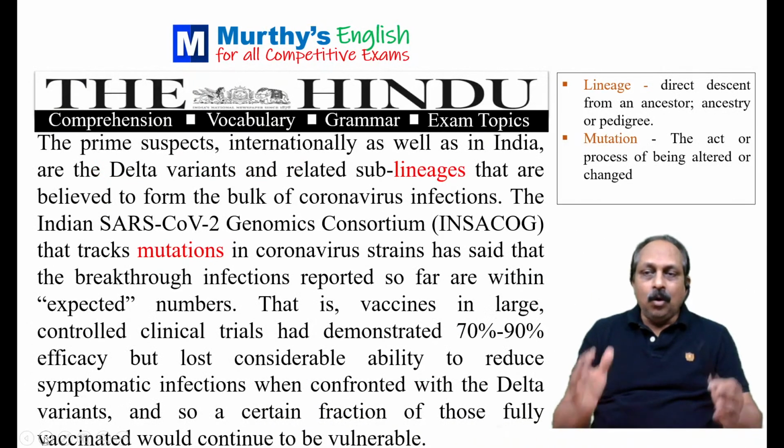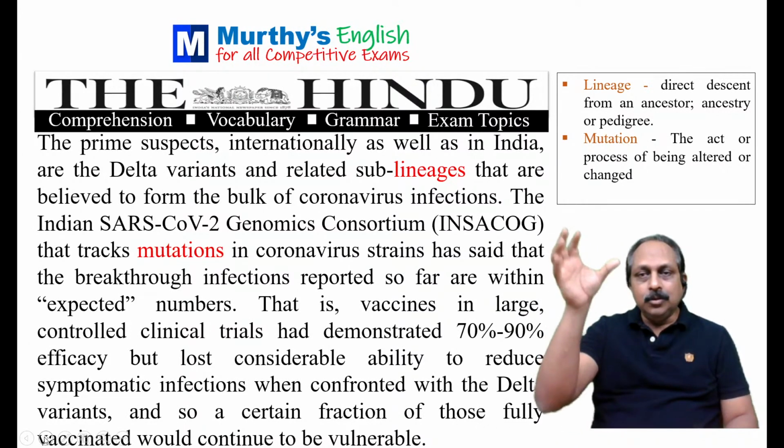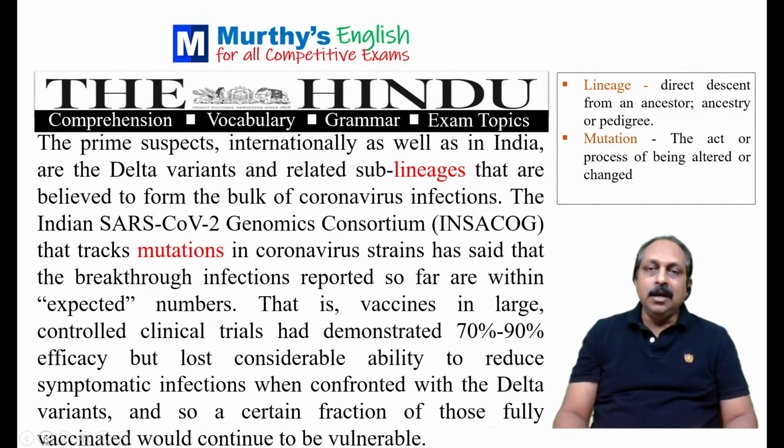The prime suspects. Now, what is responsible for this reinfection? The editorial talks about that. The prime suspects internationally as well as in India are the Delta variants and the related sublineages that are believed to form the bulk of coronavirus infections. Here it talks about the source of reinfection. There's one word over here, lineage: direct descent from an ancestry or pedigree, from father to son, son to grandson. It goes that way. That's what we call lineage.